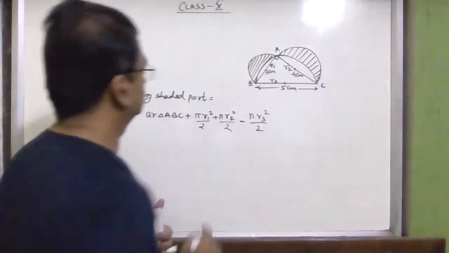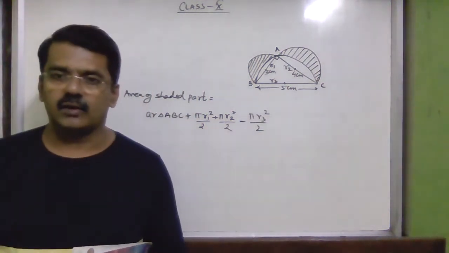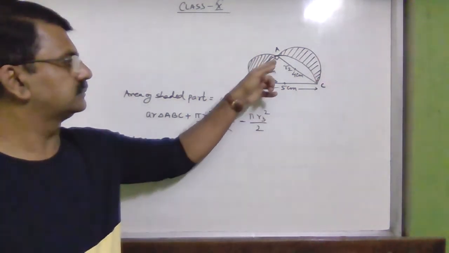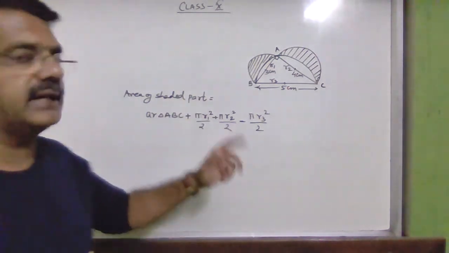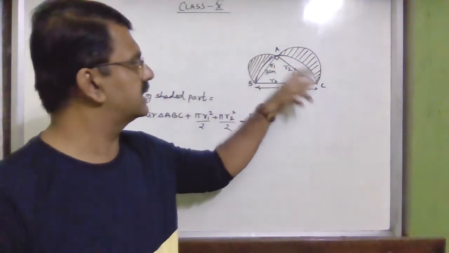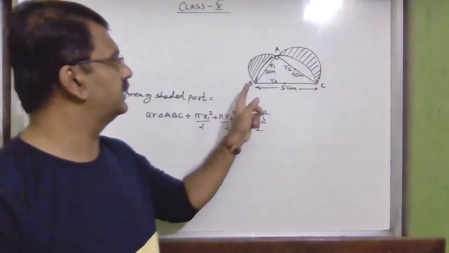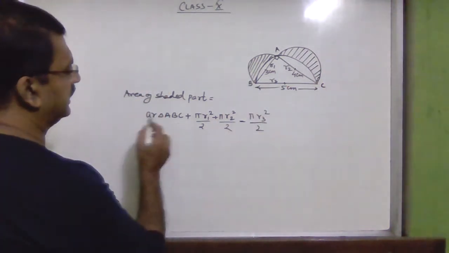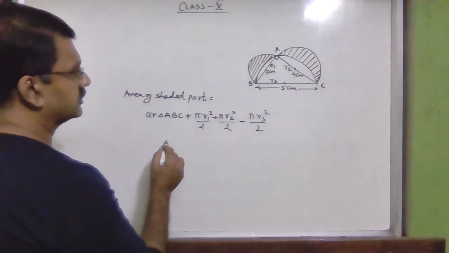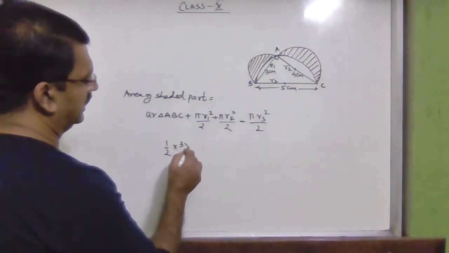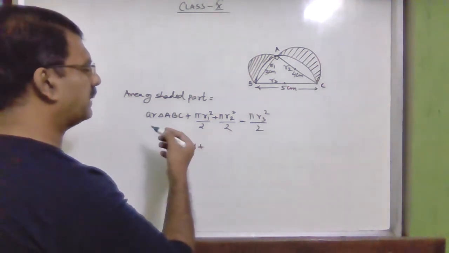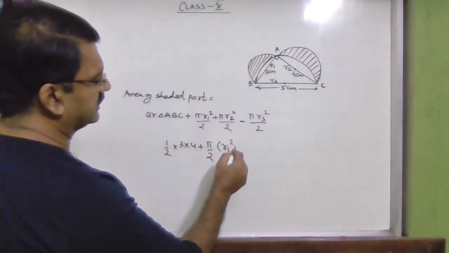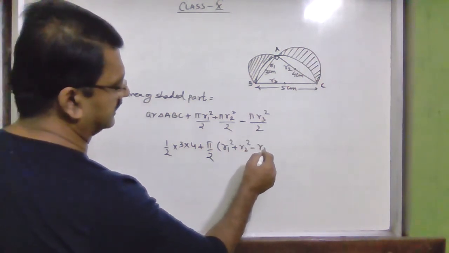Clear? Pi r1 square by 2 will be the area of this semicircle, pi r2 square by 2 will be the area of this semicircle, and pi r3 square by 2 will be the area of this bigger semicircle that you have to subtract. Now first of all, area of triangle ABC, half base into height, so half into 3 into 4, plus you can take pi by 2 common. So it is r1 square plus r2 square minus r3 square.